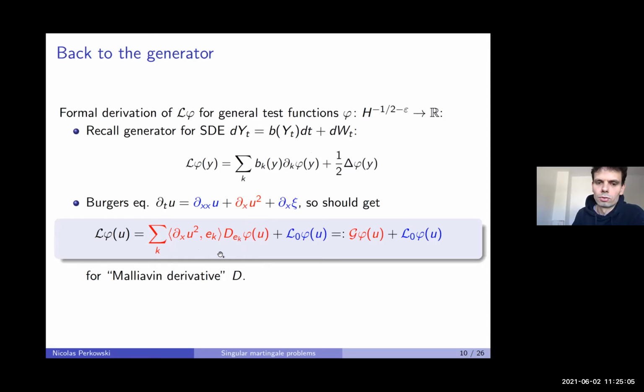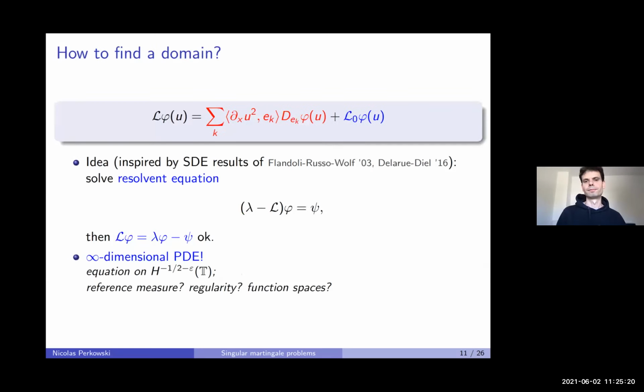So this operator we call G, and D here is the Malliavin derivative, or you can just think of it as the Fréchet derivative in the direction Ek. It's the same thing. Okay, so the problem with this is that it still contains this derivative of u squared here. Things are still very singular. And if we take a nice phi here, then we don't get anything that really makes sense.